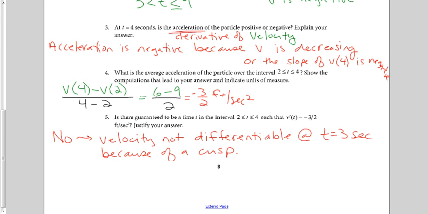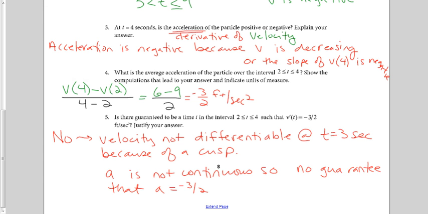Okay, because of that, A is not continuous. So there's no guarantee. I don't know how to spell guarantee. That's not it. There's only one R, I think. We'll go with there's only one R. We'll try that. There's no guarantee that A will equal negative 3 over 2 over the time interval 2 to 4. So look at us getting all these theorems in again.